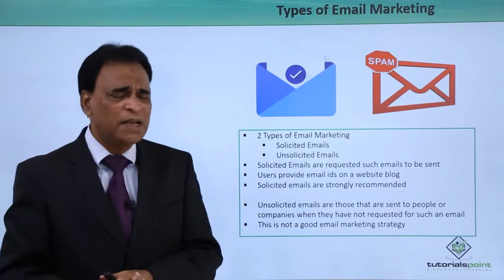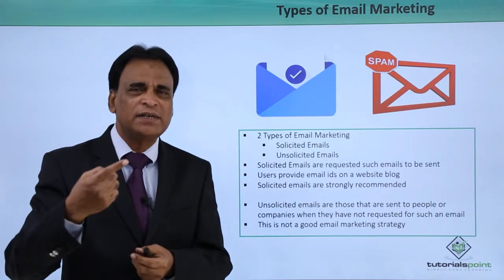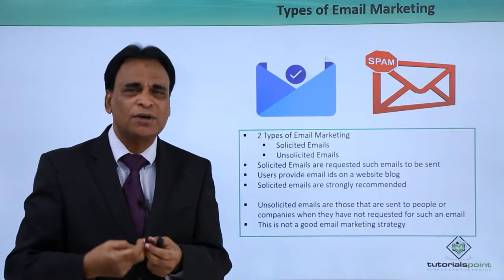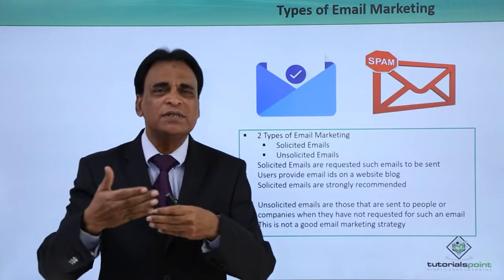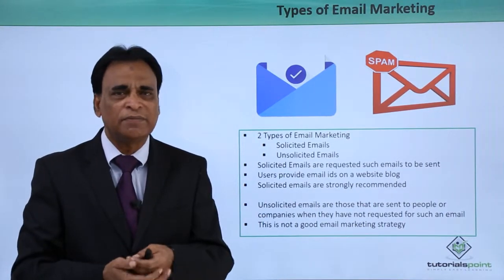What are the types of email marketing? There are two different types of email marketing. One is solicited email marketing, the second is unsolicited email marketing. Now what is the difference between solicited email marketing and unsolicited email marketing?